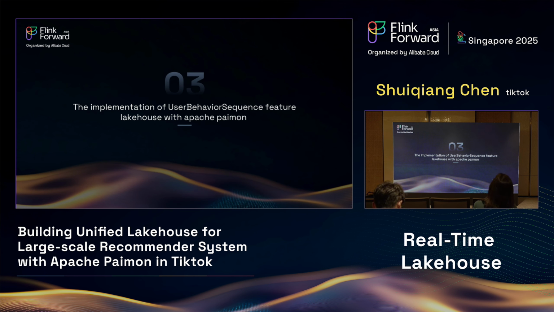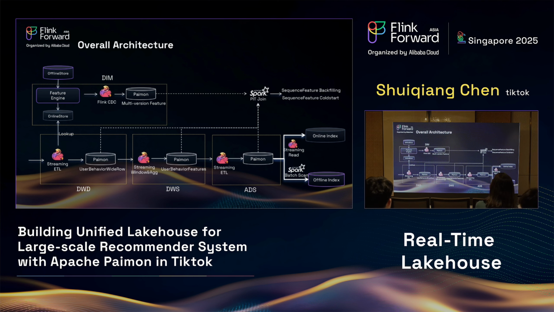Next, let's see the implementation of the user behavior sequence feature lakehouse with Apache Paimon. This is the overall architecture of the lakehouse pipeline. First is the DIM layer. The feature engine continuously produces the item features and pushes them to the online store for online serving. There is a Flink CDC streaming pipeline that captures the changes of the feature values and writes into a Paimon table that stores all versions of the features. The multi-version features will also be used for feature backfilling and cold start by point-in-time join on user behavior features in other layers.